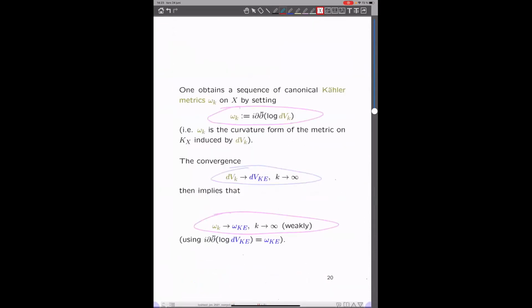Okay, so now we have a sequence of canonical volume forms, but I promised you to get a sequence of canonical Kähler metrics. But this we can do by this standard thing in Kähler geometry. I have my volume forms. I take the logarithm of that, and the ddbar, the complex Hessian of that, will actually define a Kähler metric in this case. And the convergence at the level of volume forms actually implies convergence of these canonical Kähler metrics towards the Kähler-Einstein metric. So that's something which comes out of this probabilistic result. But to actually write down omega_k, you don't really need to think of probability in some sense.